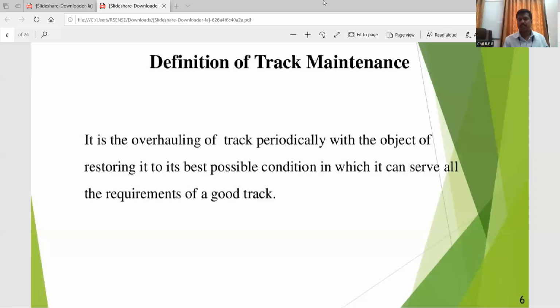Okay, so the last bit of this particular unit that we are going to discuss, we call it track maintenance. Now we know what a railway track is. Everyone knows what a railway track is, but how to maintain that railway track is an important thing. So how to maintain it? We will discuss it right now.